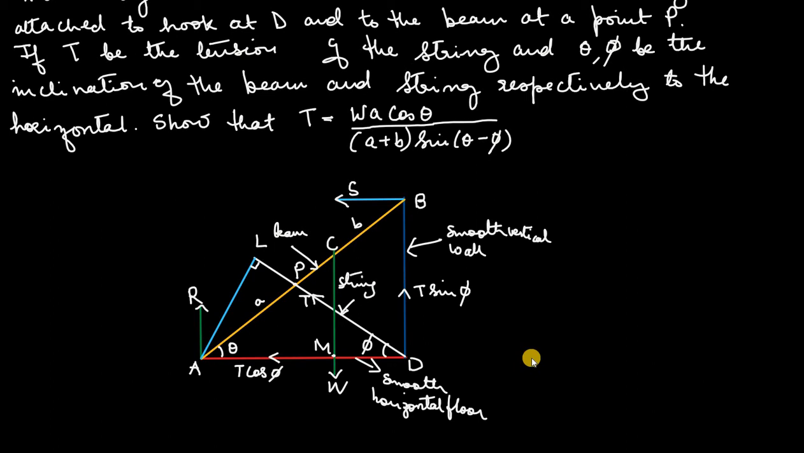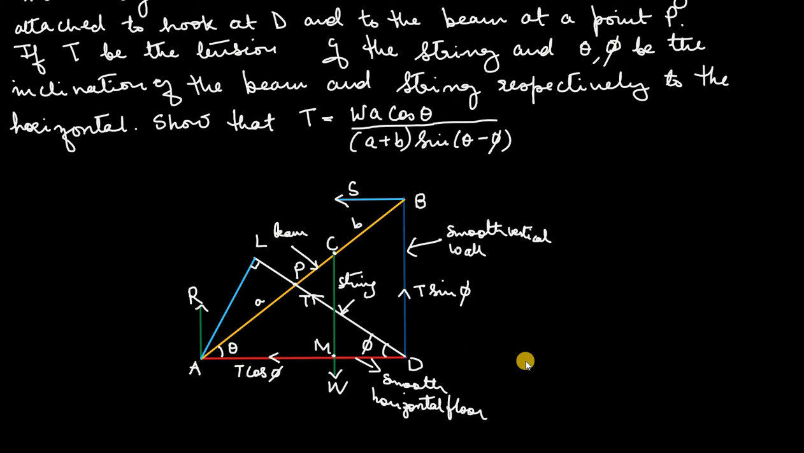Okay. So you have here this AB, as you can see in the diagram, is a beam, where C here is the center of gravity. C is the center of gravity of this beam AB, which divides it into two portions, that is AC and BC of length A and B respectively. Now, as you can see in the question, a string is hooked at this point D. Okay, BD is a smooth vertical wall and AD is a smooth horizontal floor. So a string is hooked at this point D to a point P on the beam.